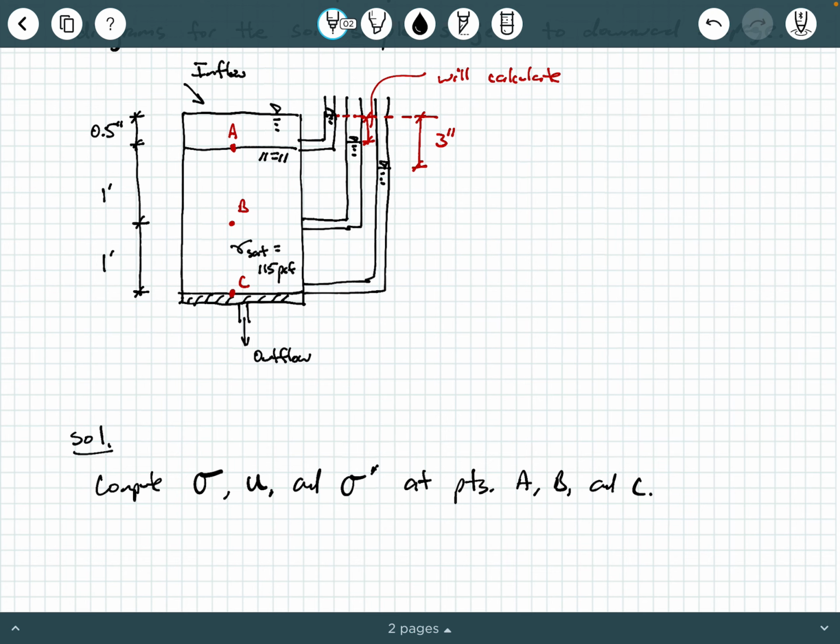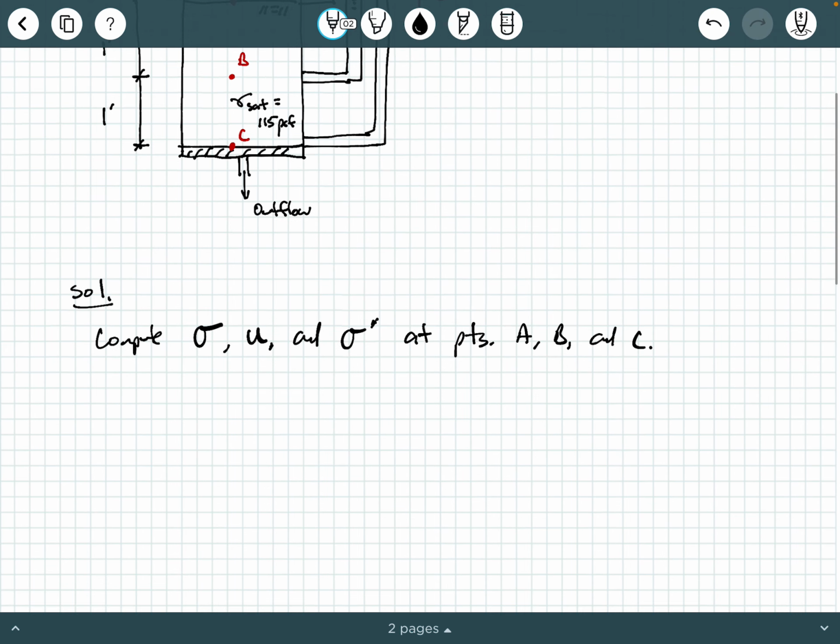we need these points that fully capture what's going on throughout the length of the specimen. So the first thing we should remember is that for downward seepage.